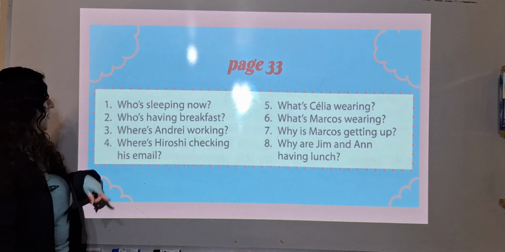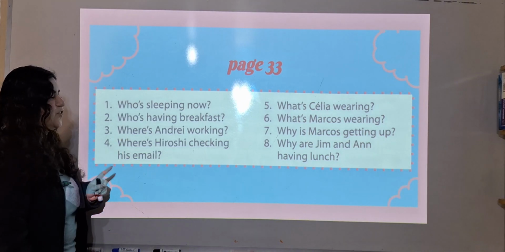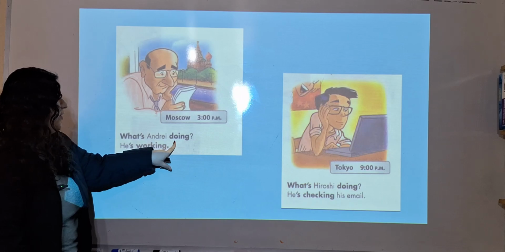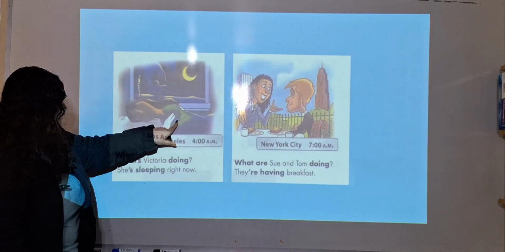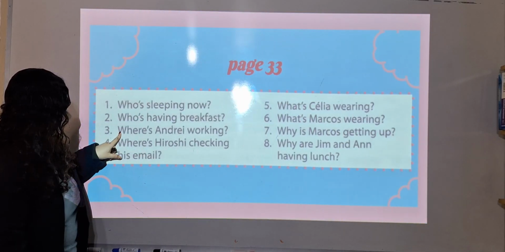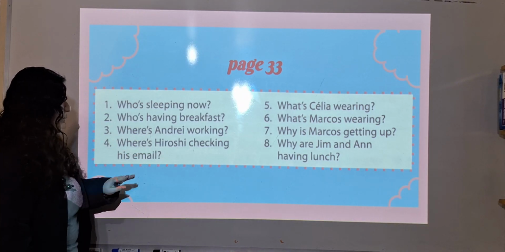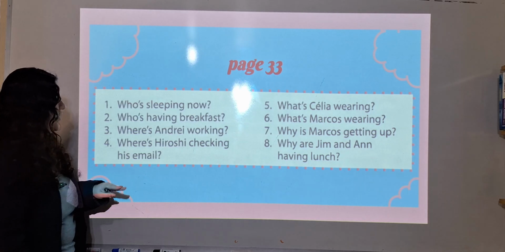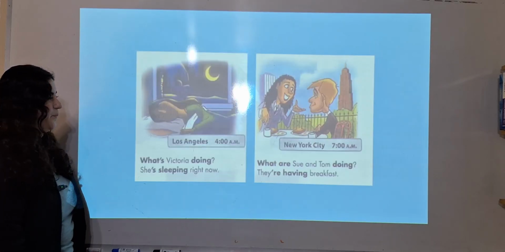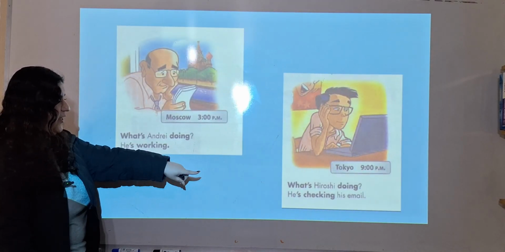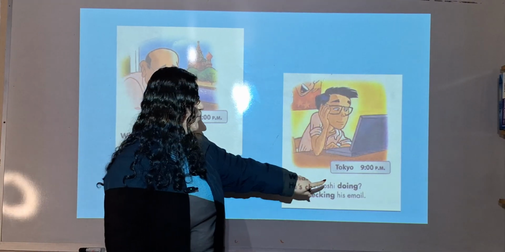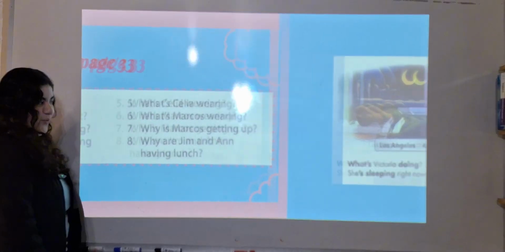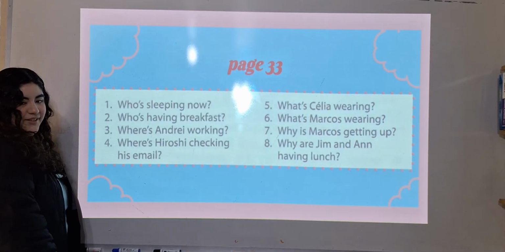In question number 3, it asks, where's Andre working? If you take a look at the picture, you will notice that Andre is working in Moscow. Where is the question. That's why we no longer answer with the person, but with the place. Then we have, where's Hiroshi checking his email? We take a look at Hiroshi and they're asking about where, so it's going to be the place. The answer is going to be Tokyo. There you go.